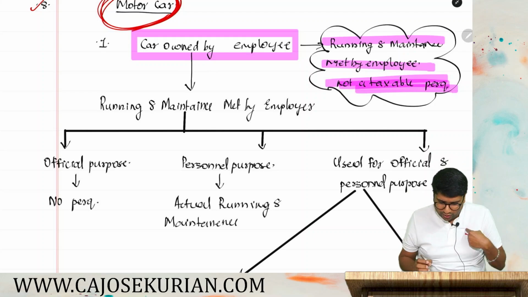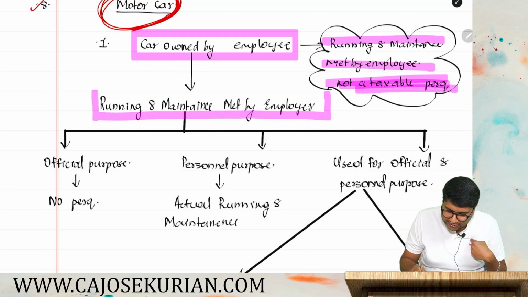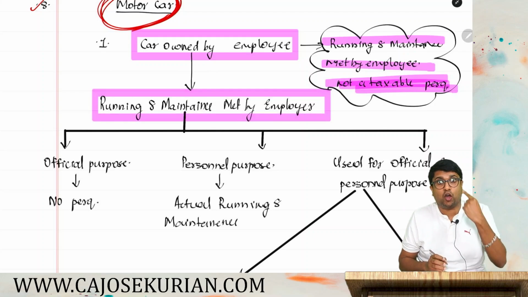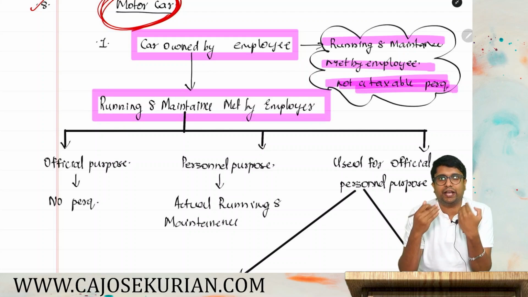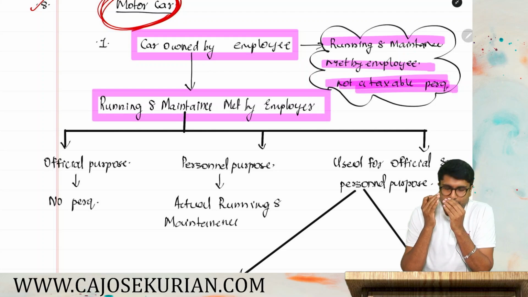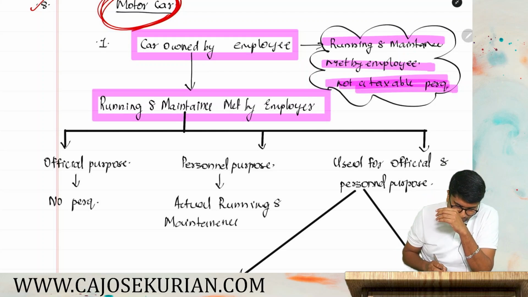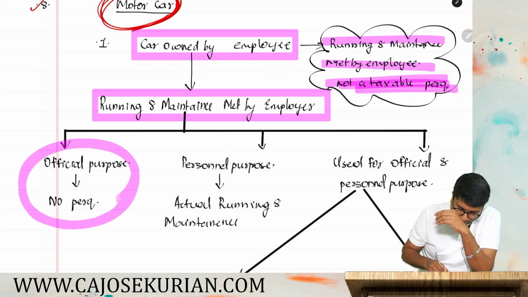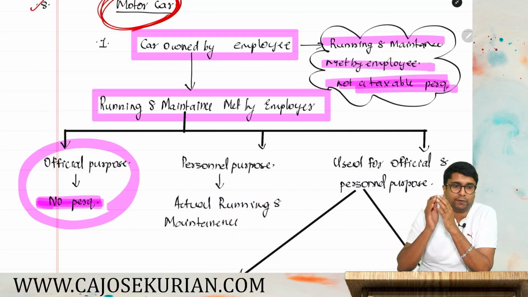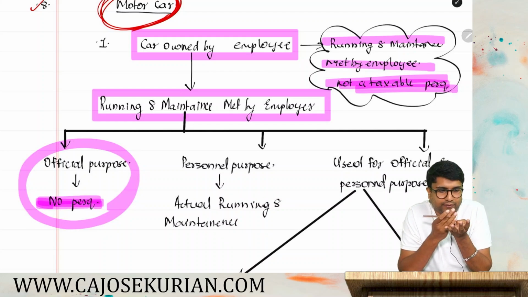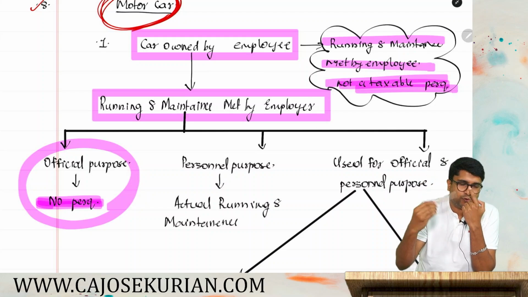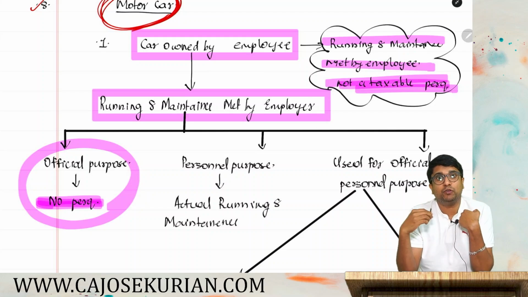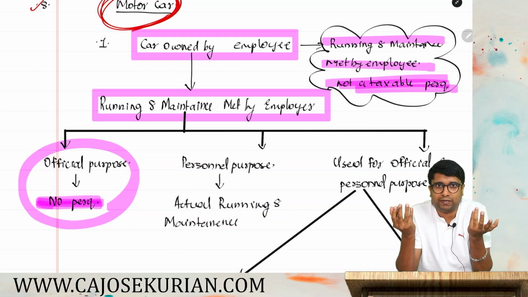Now say I own a car and the running and maintenance charges are met by the employer. You are sponsoring the fuel and other repair and maintenance costs, and I'm using that car for official purpose. Nothing shall be taxable as a perquisite because I'm not getting any personal benefit. So I have a car, you are paying the fuel and other expenses, and I'm using that car for official purpose. So I'm not getting any personal benefit. So nothing shall be a taxable perquisite.